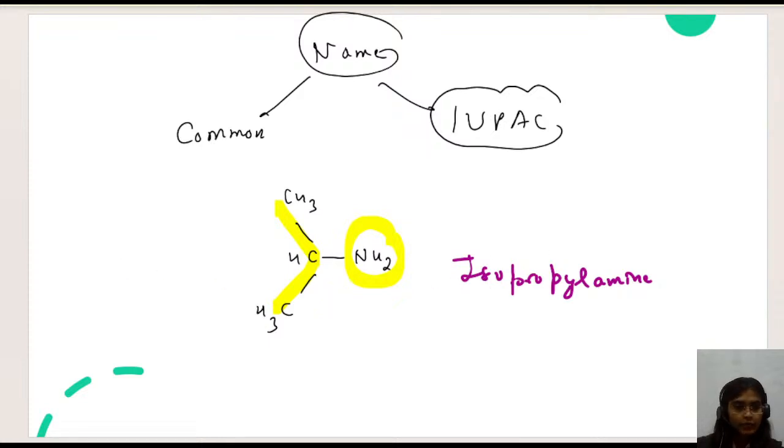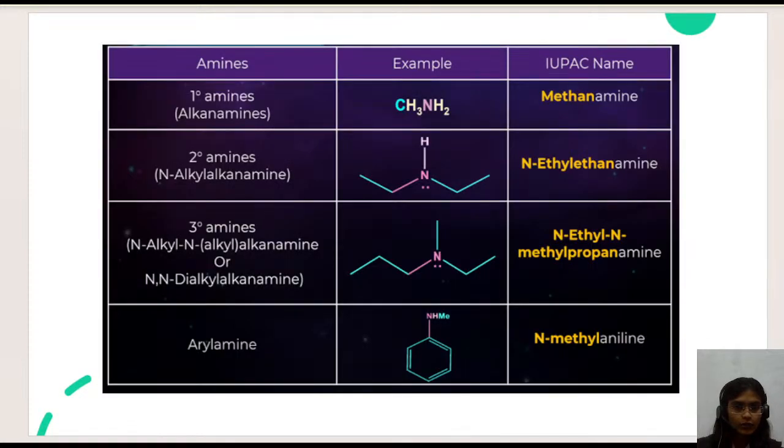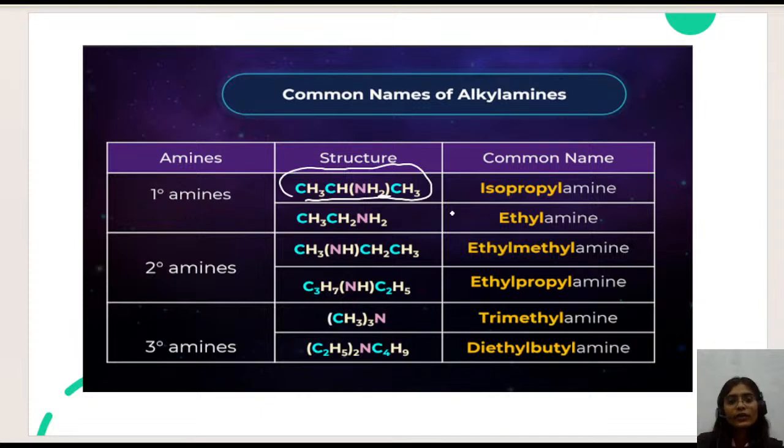Now let's see more common names. Let's go back to the slide again. So this is isopropylamine, and in this case, two carbons, so it becomes ethyl. Two carbons is ethyl amine, and in this case, this is ethyl methylamine. One is the CH3 group, so methyl. One is the CH2CH3 group, so ethyl. So ethyl methylamine, and here you have to follow the alphabet. E comes first alphabetically compared to M, so that's why E is first.